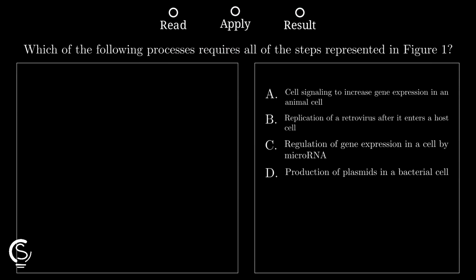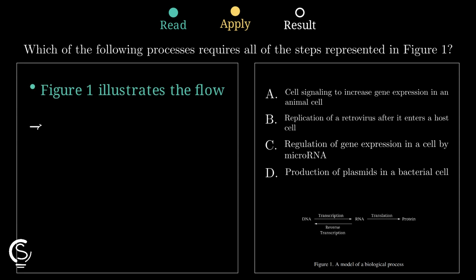Start by reading Figure 1 as a full pathway, not isolated events, because the question asks which process requires every step represented, so we need an option matching the complete sequence. Retrovirus replication fits that full flow, because after entering a host cell, it uses all the steps shown in Figure 1, while the other choices use only parts of that pathway.